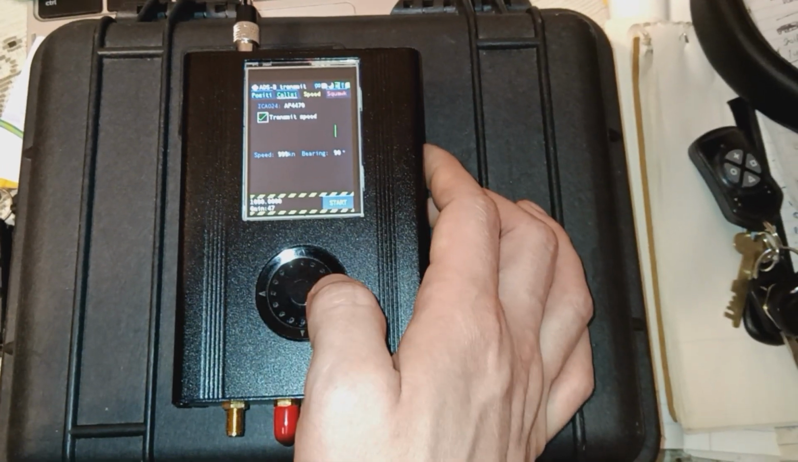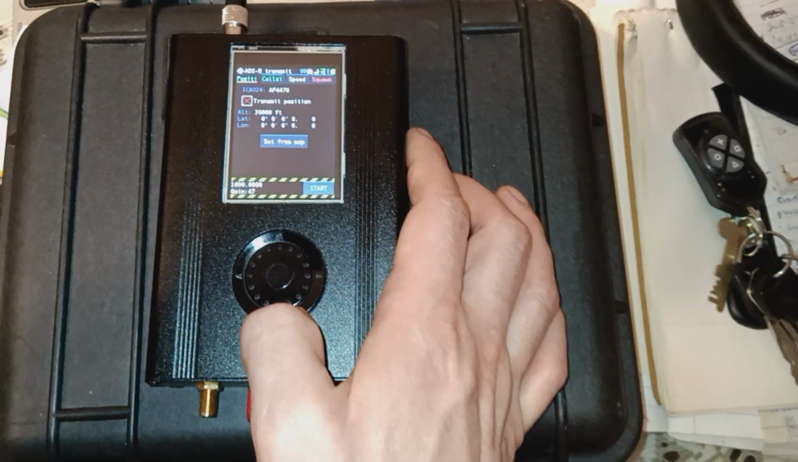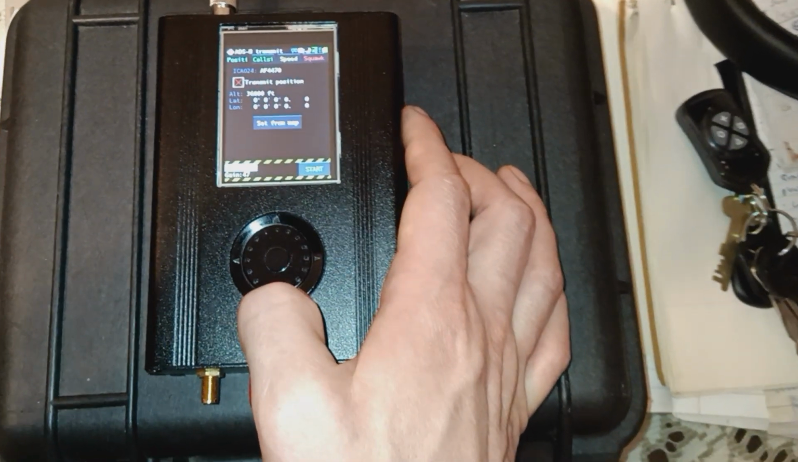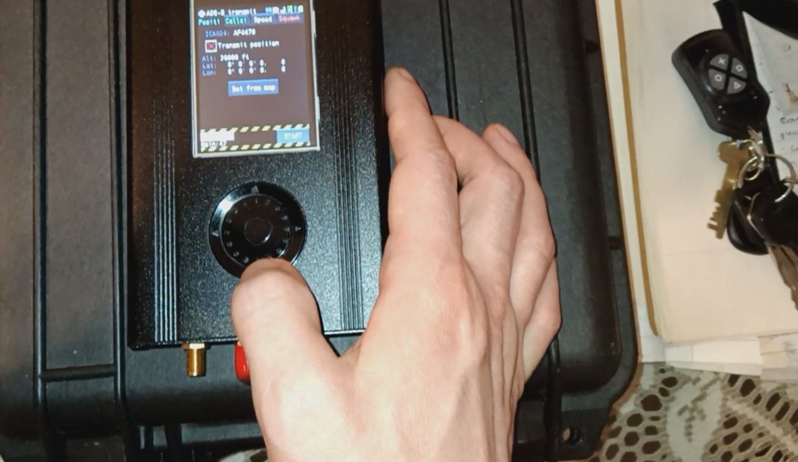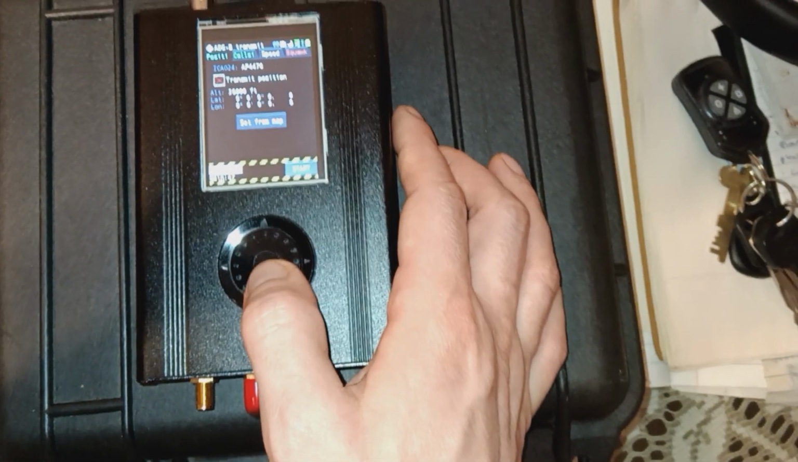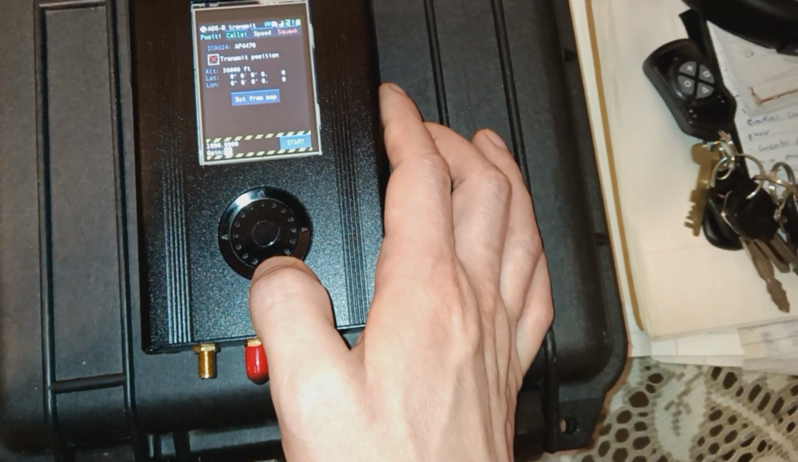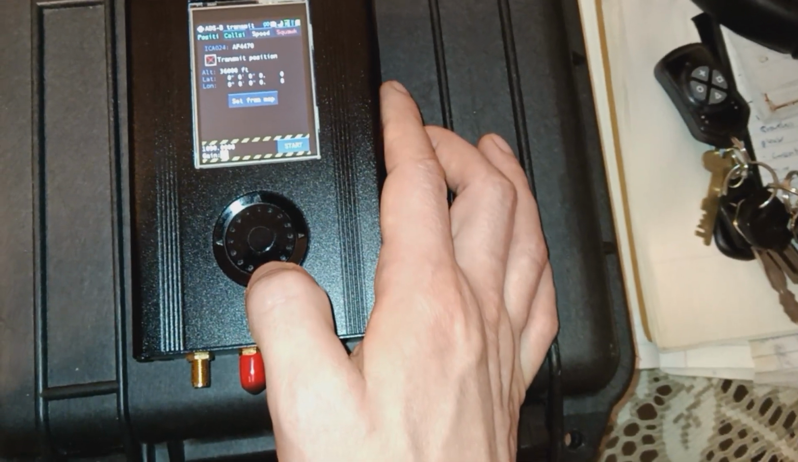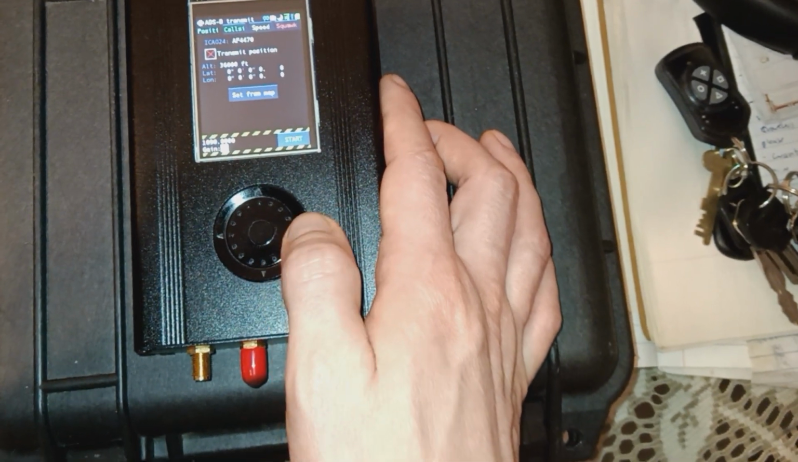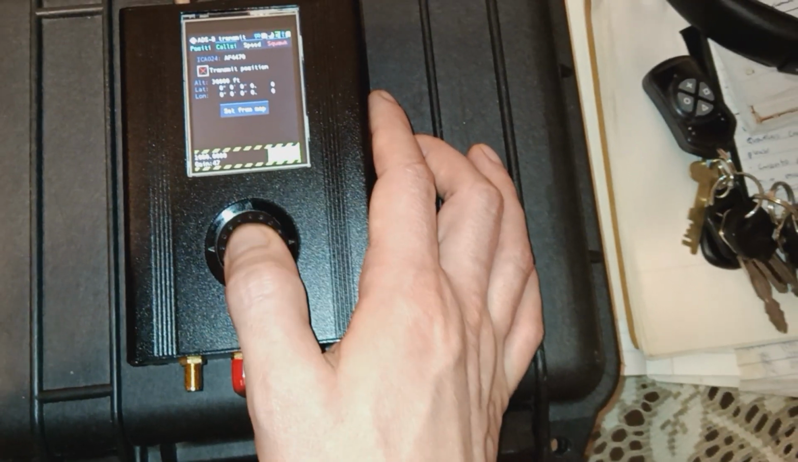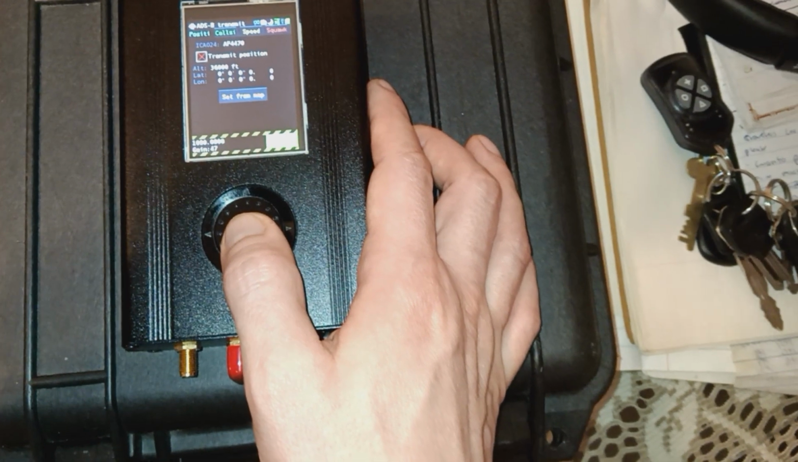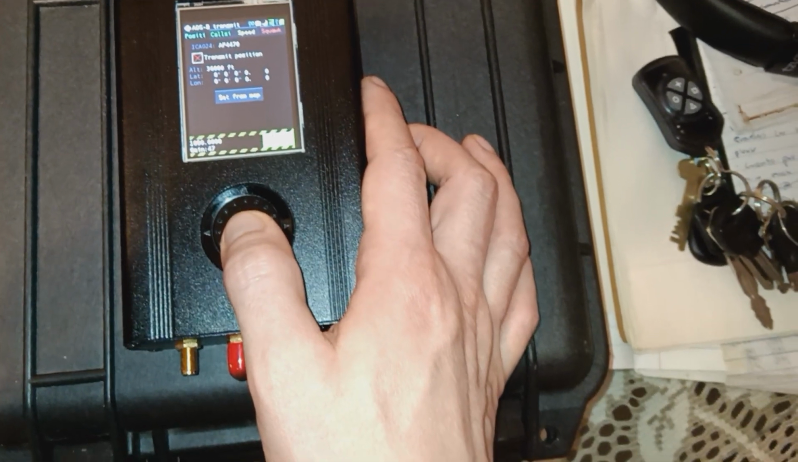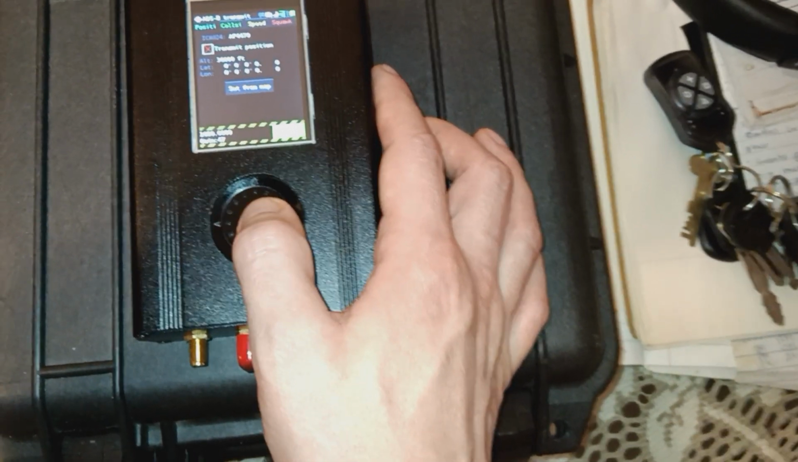So what we're going to do is go back to our main menu here. Make sure you're on the 1090 megahertz frequency, which is the frequency of ADS-B. And with this, you can also spoof not only airplanes, but boats as well. So we're going to go ahead and hit start.